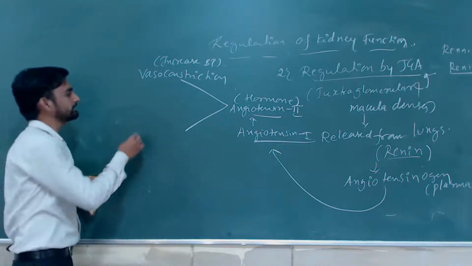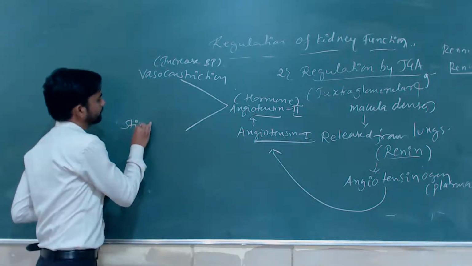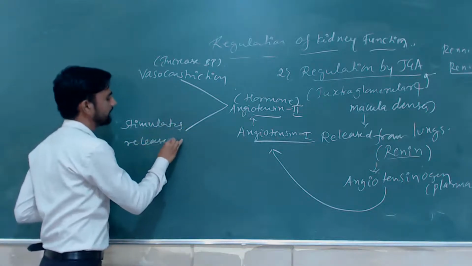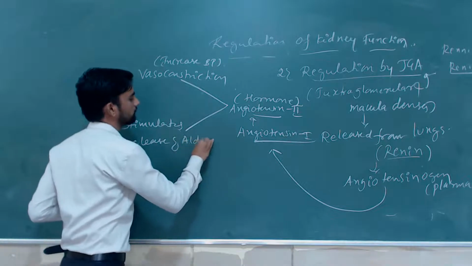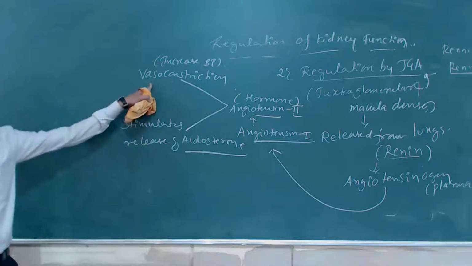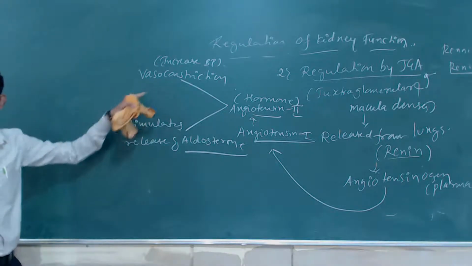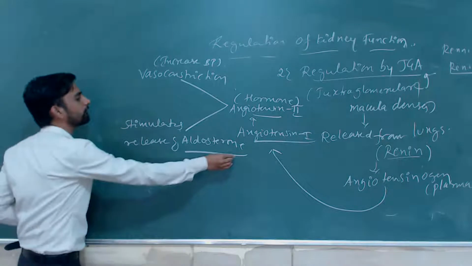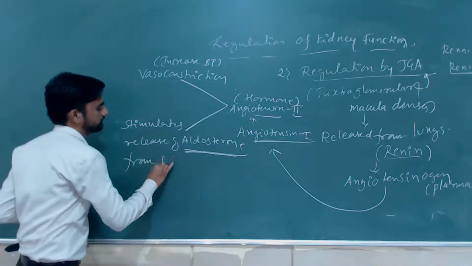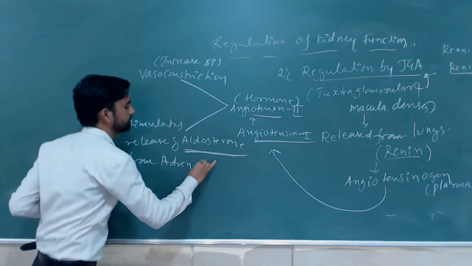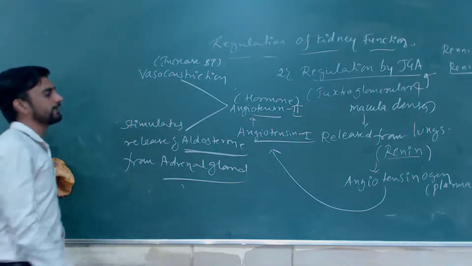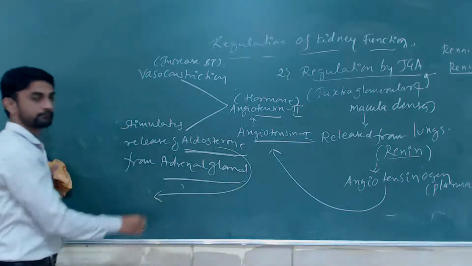So the second role is that it also stimulates the release of aldosterone. Anyway, this is undergoing vasoconstriction, slowly BP is increasing. Along with that, this will also stimulate the release of aldosterone from where? From the adrenal gland. When the adrenal gland starts releasing aldosterone, what is the main important role of aldosterone?